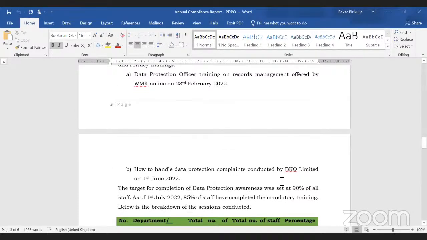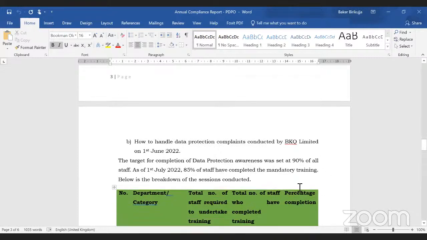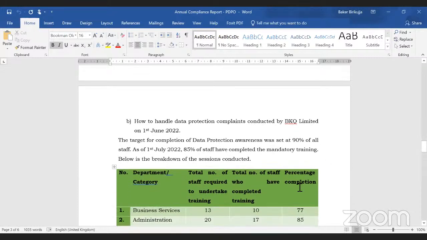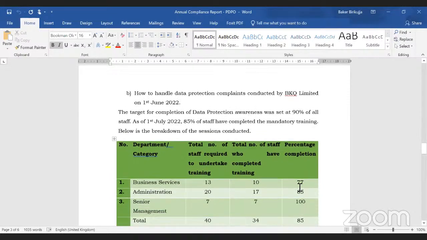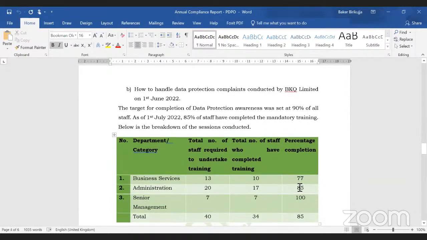Now, the other bit of training we're talking about here is in respect to the staff. This one should be well quantified, whereby you tell us the departments or directorates, the units within your organization. Here we only gave examples for guidance purposes because different organizations have different departments. So let's say for XYZ company, they have business services, administration, senior management. Indicate the total numbers because you are able to establish this from your human resource officers or managers.